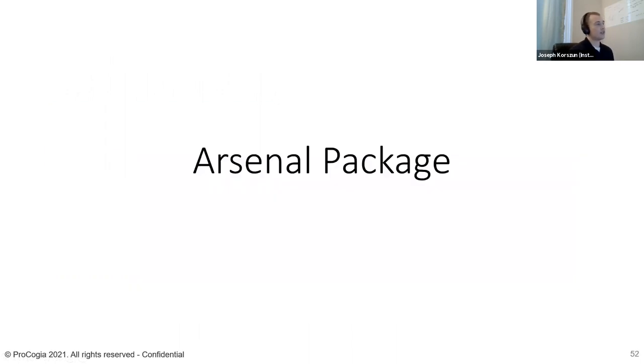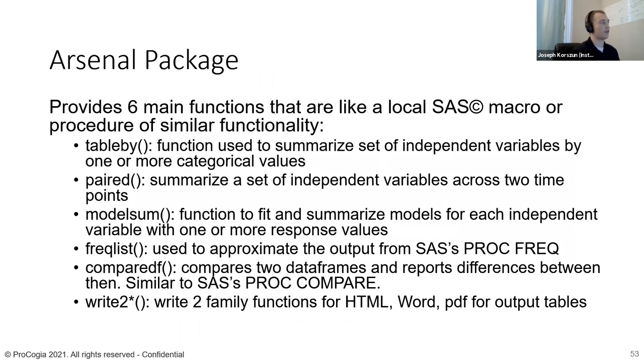So that'll bring us into the arsenal package. This is another package that's very useful when doing a lot of SAS to R programming, and it replicates a lot of different functionality that SAS produces. There's six main functions that it'll reproduce, and those are listed below. So we have our tableby function. That essentially summarizes a set of independent variables by one or more categorical variables.